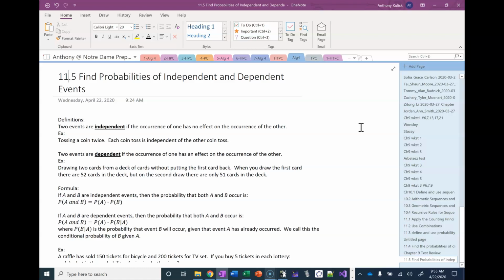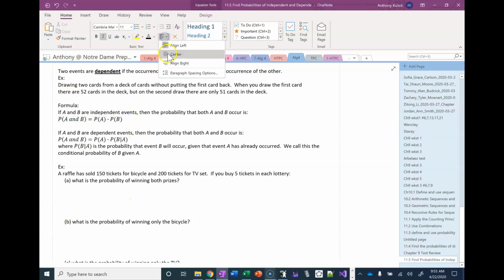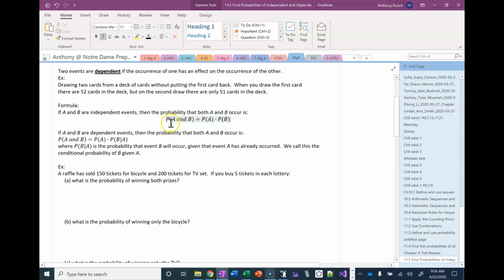So let's talk about how we compute the probability then. If we have two events that are independent, the probability that both A and B occur is just the probability of event A and B is equal to the probability of event A times the probability of event B. That's pretty straightforward.